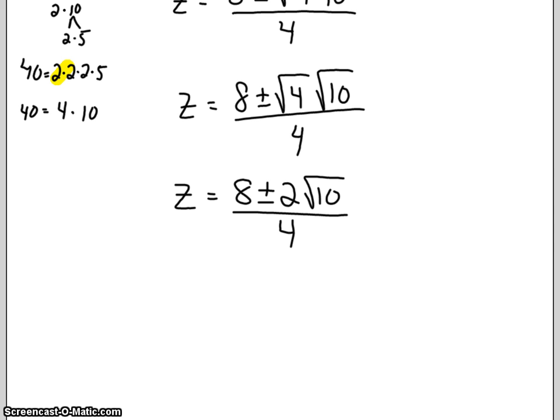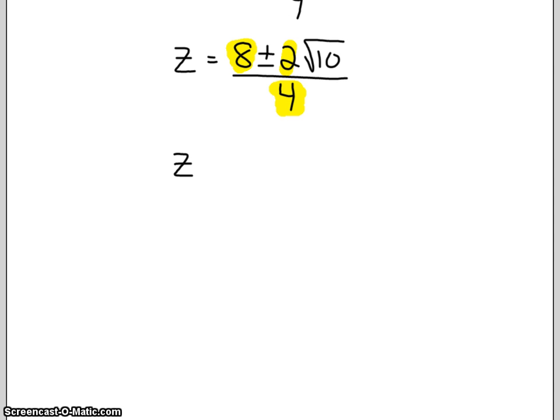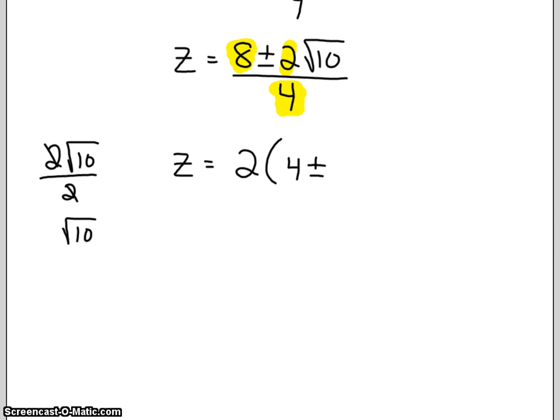Notice the numerator, 8 and 2 have a common factor. And, important, they have a common factor with the denominator. So we're going to factor out the greatest common factor of that numerator, which is 2. 8 divided by 2 is 4. Now 2 radical 10 divided by 2 off on the side is just radical 10, or 1 times radical 10. But we're just going to write radical 10.